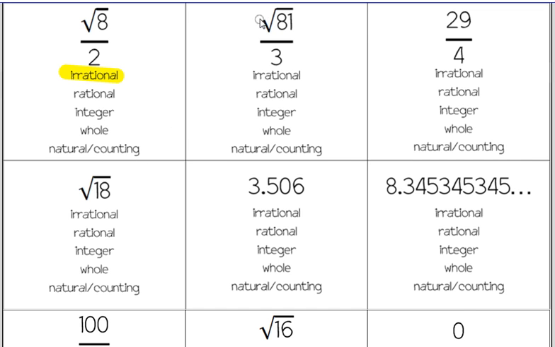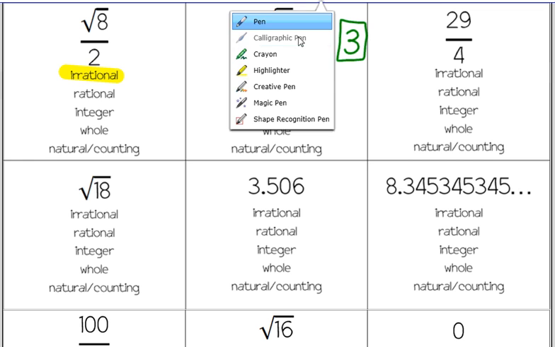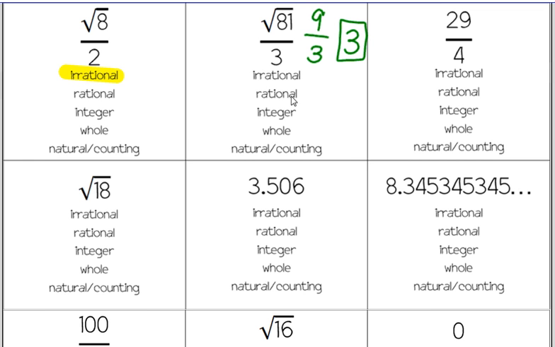Looking at the next one, we have the square root of 81 divided by 3. 81 is a perfect square, so the square root of 81 would be 9. So we would have 9 divided by 3, and 9 divided by 3 is 3. We can see that 9 over 3 is a ratio, so it's a rational number. When we simplified it, 3 is an integer, it is whole, and it is a natural counting number.